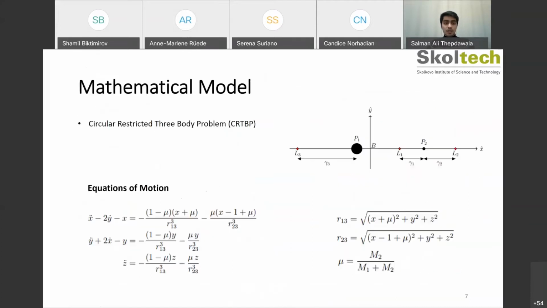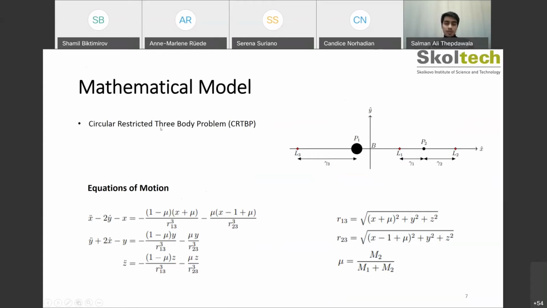So these are the equations of motion, and this whole problem formulation is referred to as the circular restricted three-body problem. We have the two celestial bodies and a spacecraft, hence the name three-body problem. But the mass of the spacecraft is insignificant as compared to the masses of the celestial bodies. So we do not count its effect on the celestial bodies, hence the name restricted.